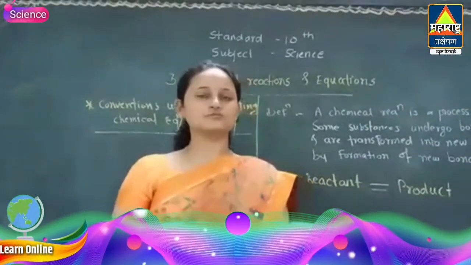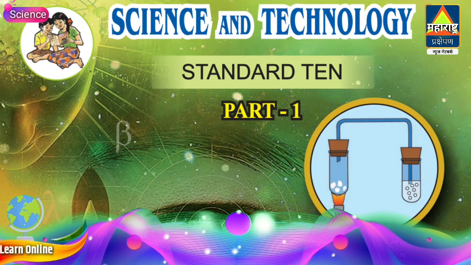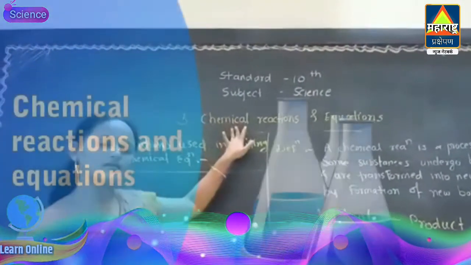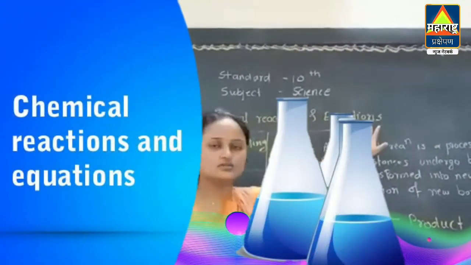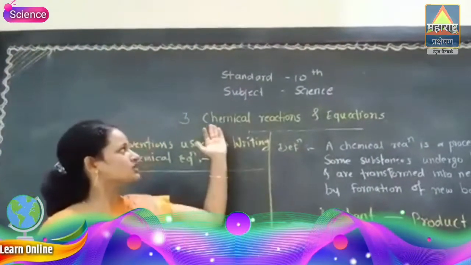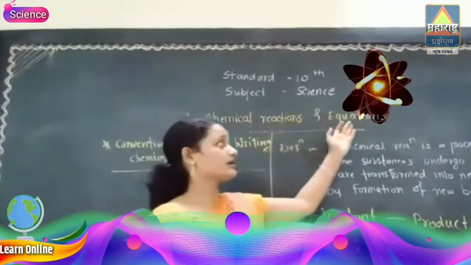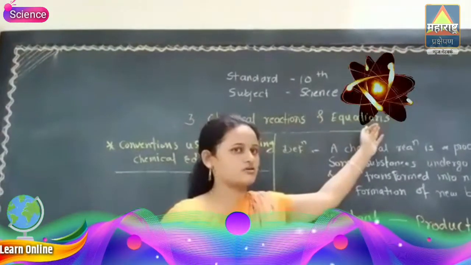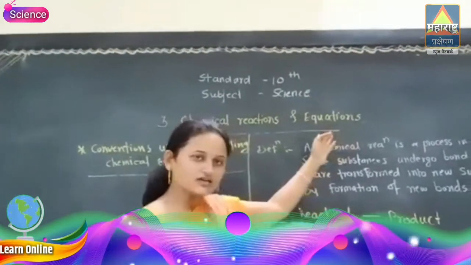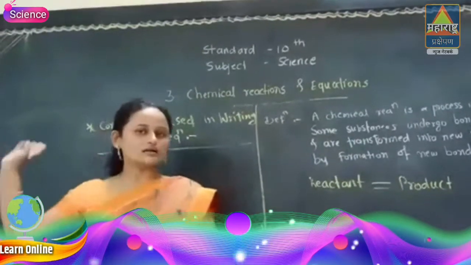This is the science lecture, standard 10th, subject is science and topic is from chemistry. Lesson number 3. The topic name is chemical reactions and equations. In that lesson, we discussed the chemical reaction. What is meant by chemical reactions and chemical equations? When we write chemical equations, some criteria or conventions are used. So we can see that in this lesson.